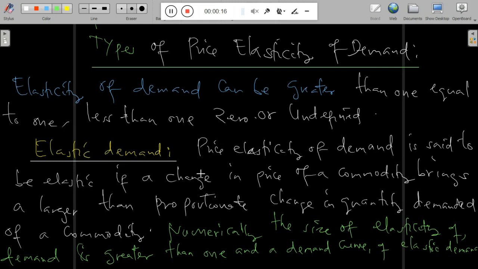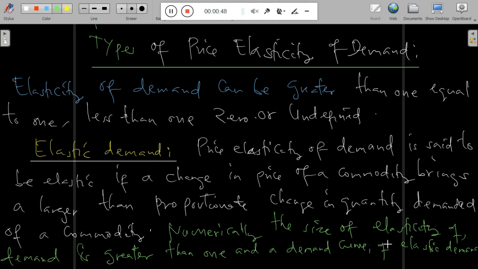Types of elasticity of demand. Let's discuss the types of elasticity of demand. The price elasticity of demand is the degree of responsiveness of change of quantity demanded to change of price. Elasticity of demand can be greater than 1, equal to 1, less than 1, 0, or undefined. Price elasticity of demand is said to be elastic if a change in the price of a commodity brings a larger than proportional change in the quantity demanded of a commodity. So this is the first type of elasticity of demand, known as elastic demand.